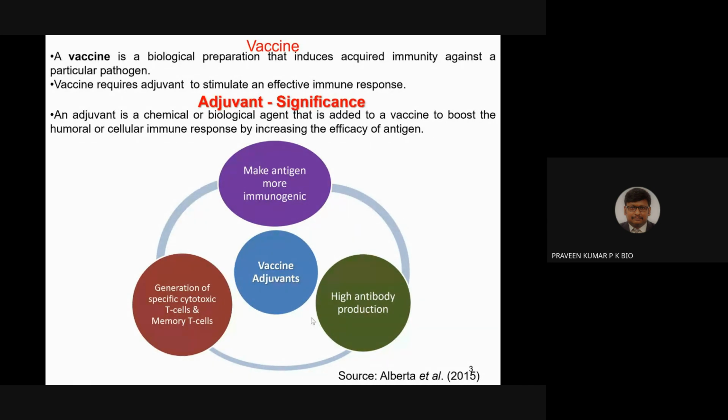So let me come to the definition of vaccine. What is a vaccine? How can a vaccine differ from a drug? A vaccine is a biological preparation that induces acquired immunity against a particular pathogen. So when we go for designing a vaccine, even for SARS-CoV-2, I think everyone has taken vaccines like the Covaxin or the Covishield, isn't it? So what is going to happen? Whatever Covaxin or Covishield you take, that is going to give you an acquired immunity.